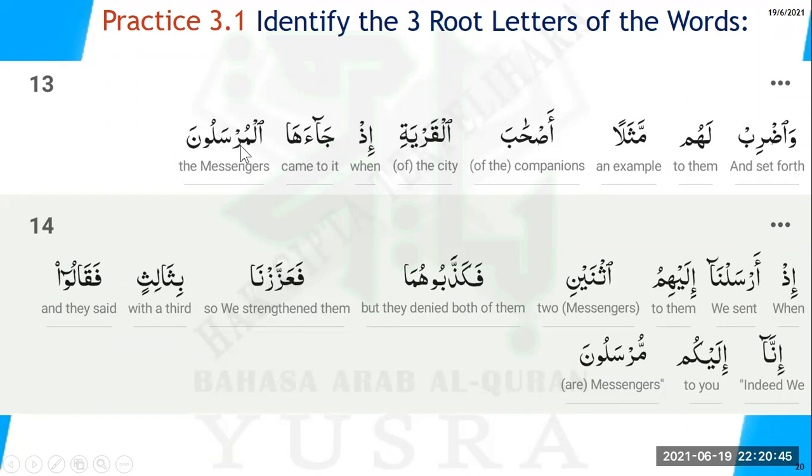What is the second letter of the root word? Sin, should be sin. Right? Rasim lam. Sin is the second letter of the root word. So it begins with a mu, min dhamma, so it's either active or passive, right? But since the second letter is a fatha, it's a passive word.